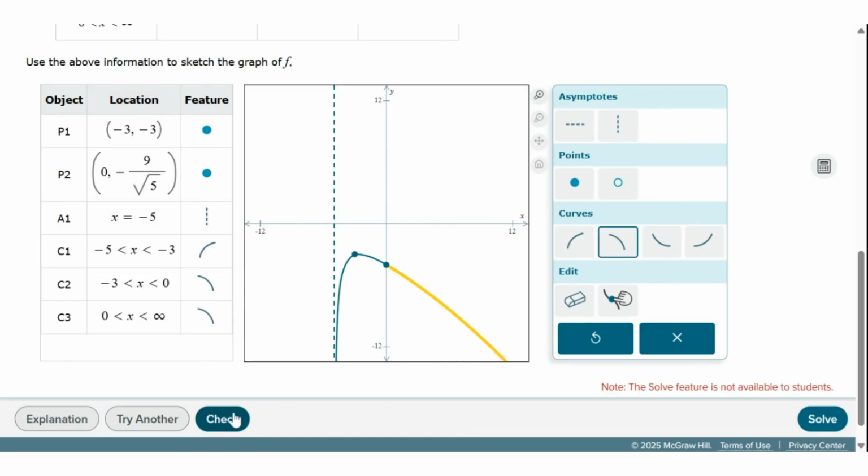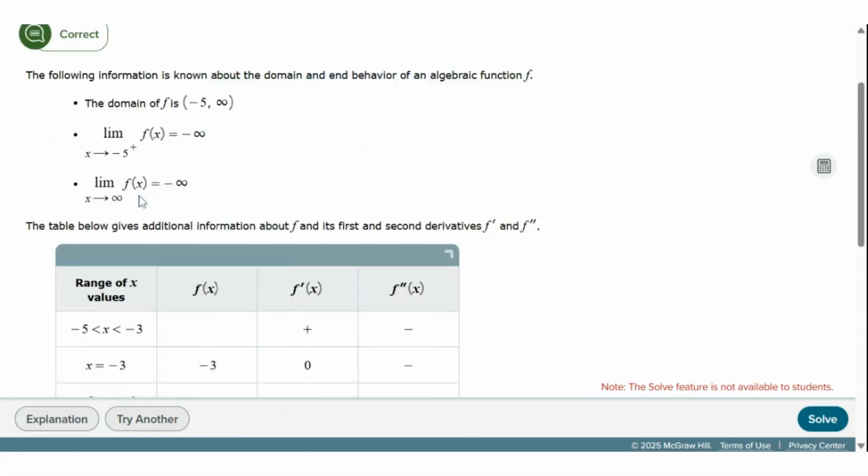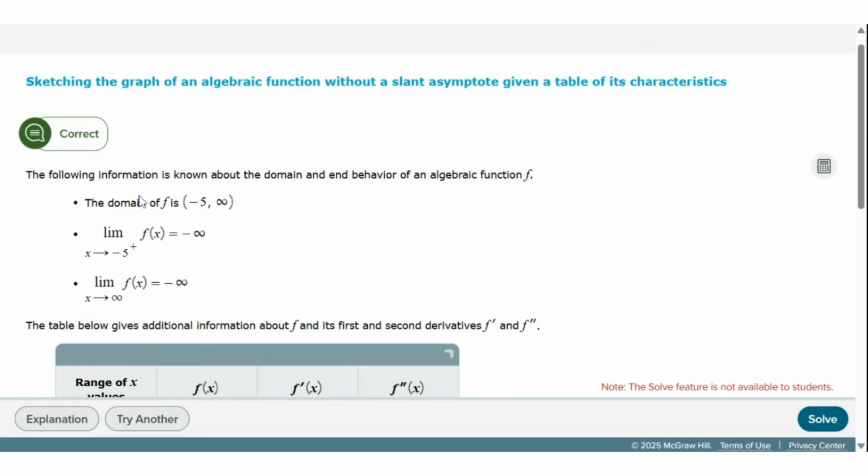Let's see if we did everything right. And that's correct. So that's some work with sketching the graph of an algebraic function without a slant asymptote.